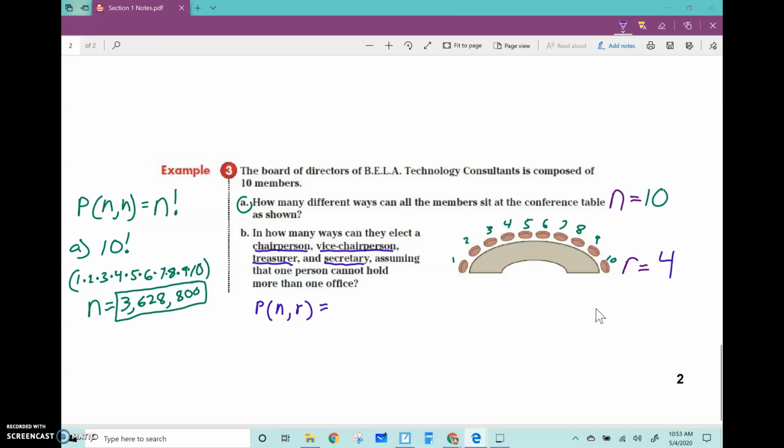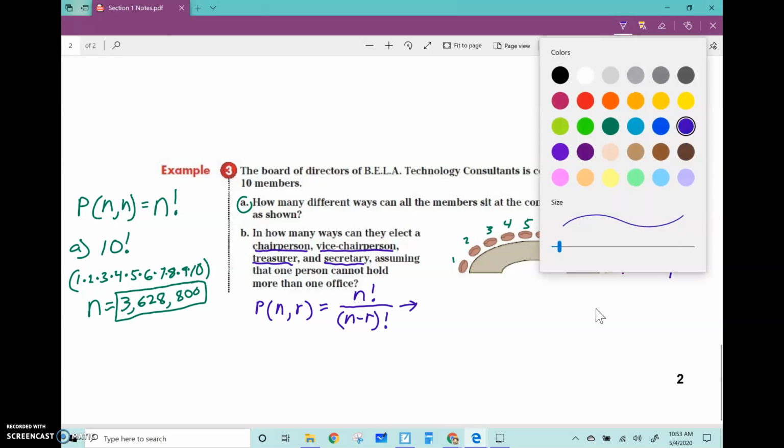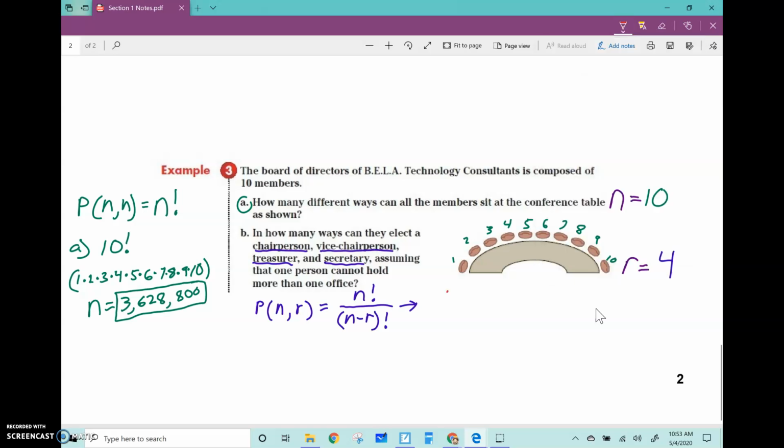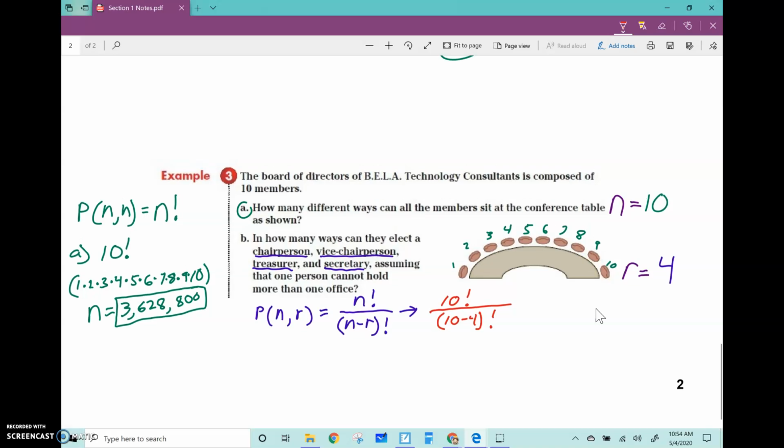And P comma N R is going to give us this equation of n factorial over n minus r and then a factorial. All right, so let's plug in what we got. So I'm going to change this equation. Let's change colors here to n, which is 10 factorial over n minus r, which is 10 minus 4. Then I've got a factorial on the outside. Okay, so let's go ahead and simplify what we can.